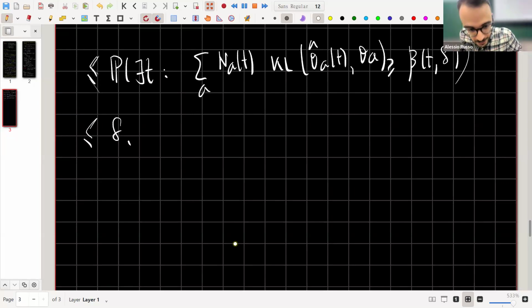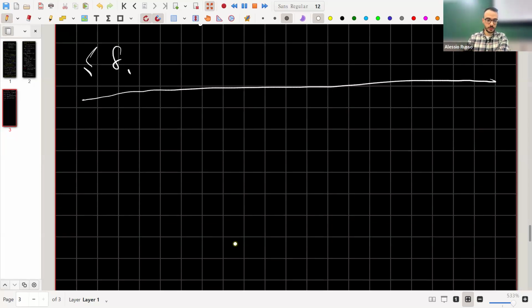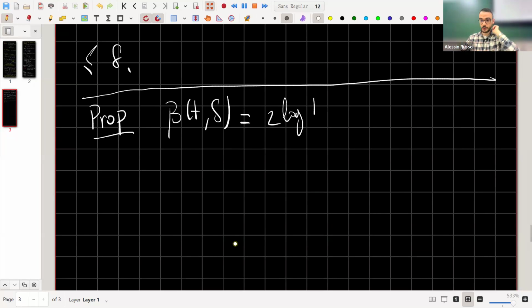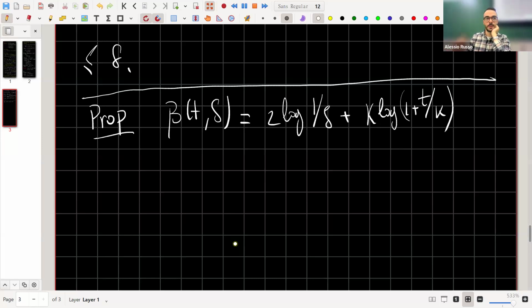Okay, so perfect. Now we will try to do the derivation of what beta is. We are going to show that if we take the threshold rule to be 2 log 1 over delta plus k log 1 plus t over k, then this threshold rule satisfies the Wills inequality.